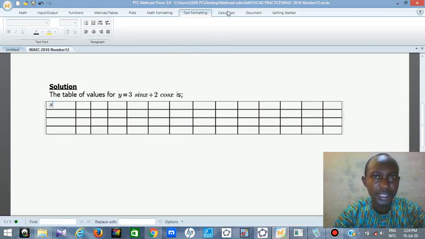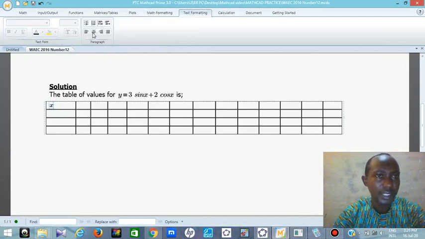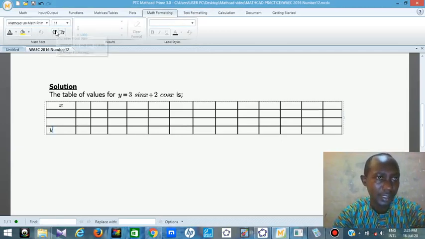Let me just increase the font size. So that is x. Then on this side we have our y. Let's put our value of y here. So this is y. Take note of that.